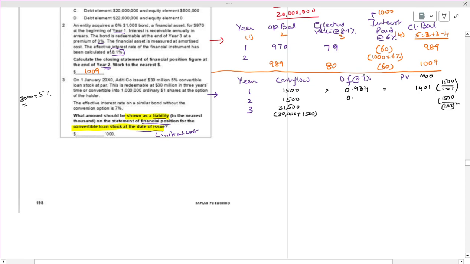To the power of 2, it is 1,310. Next, what is the third one? It is 1,500 divided by 1.07 to the power of 3. How much? 1,225.73. Next, total it, how much will you get?